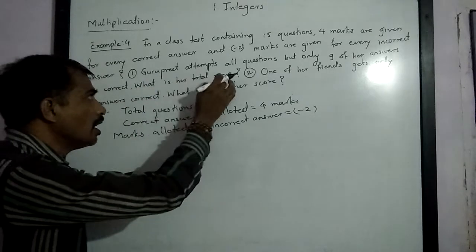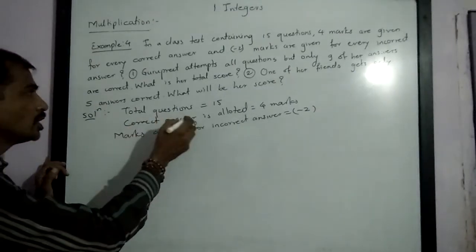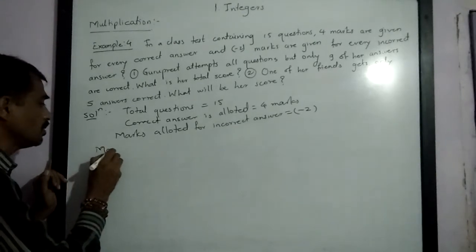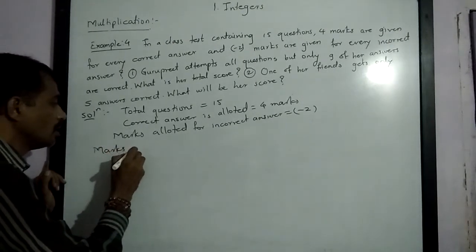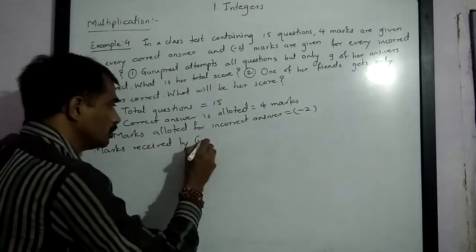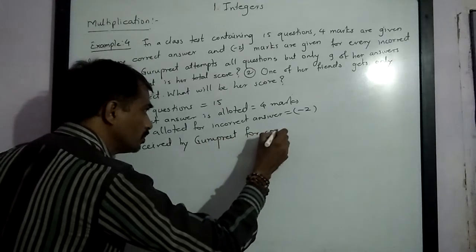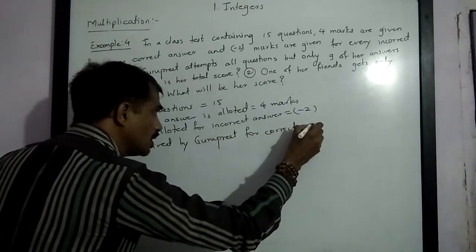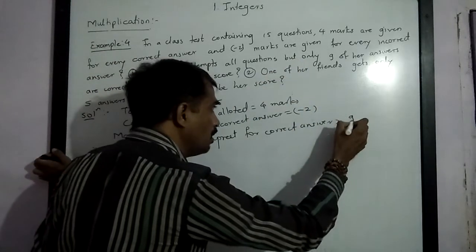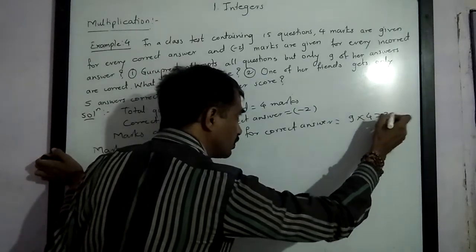So what will be her total score? Let us try to calculate. So marks received by Gurpreet for correct answers is equal to, she got 9 correct answers, so it will be 9 multiplied by 4, that is equal to 36.